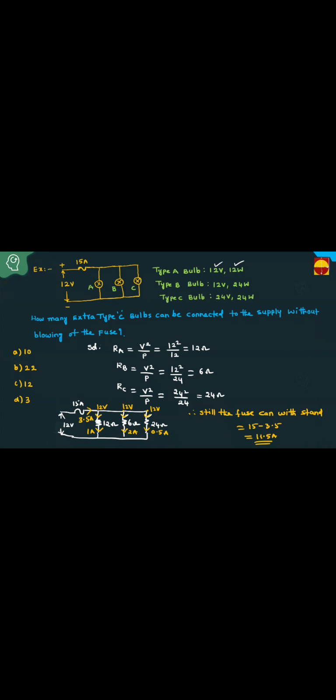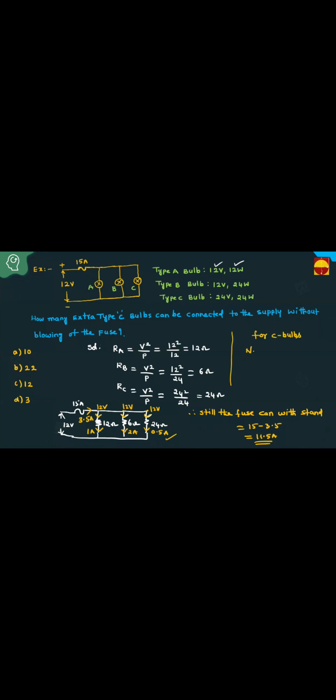Even though we can add extra bulbs, the fuse can withstand up to what current? An extra 11.5 amperes. Here the question is asking, how many extra C bulbs can be connected to the supply without blowing the fuse? A C bulb draws how much current? 0.5 amperes. The fuse can withstand 11.5 amperes extra, but each bulb is only 0.5 ampere. Here it is asking about C bulbs only.